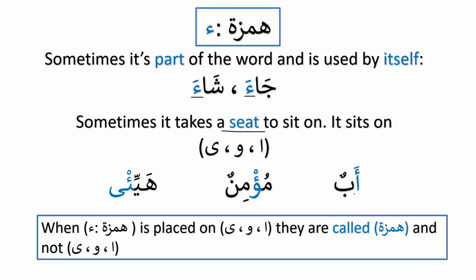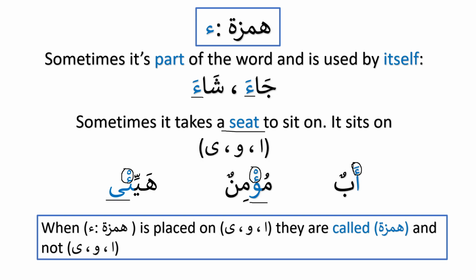As we can see over here, it is sitting on alif, so it is like abun, father. Then we have over here, it sits on waw, which is mu'minun. So here again, it is sitting on waw. And next is hayy. It's a verb which means to facilitate in Surah Al-Kahf. So hayy. And now we can see over here that it is sitting on ya. So it sits on alif, waw, and ya.